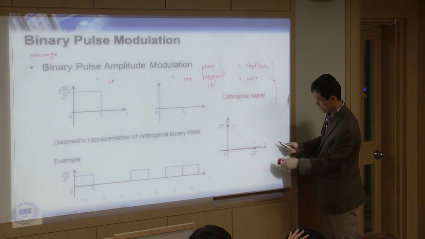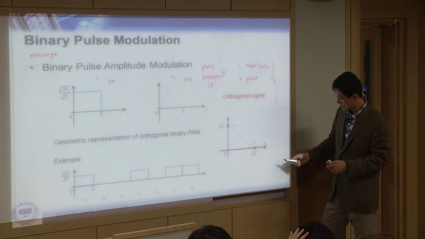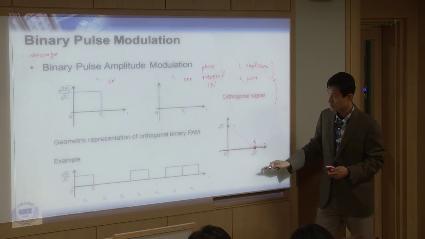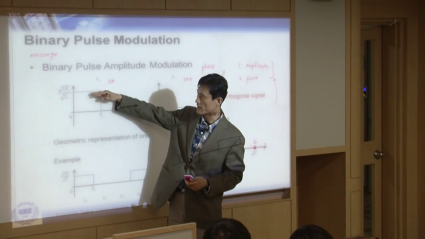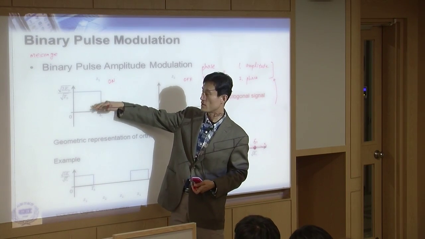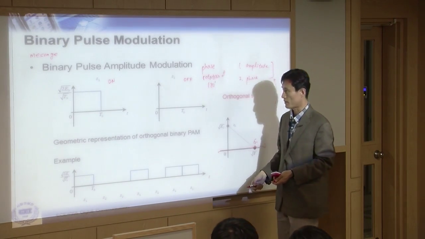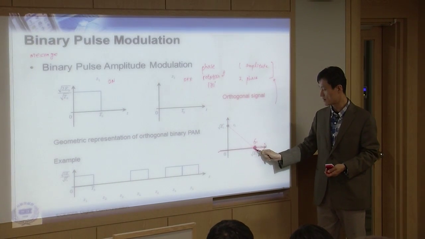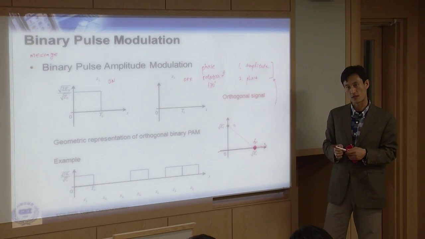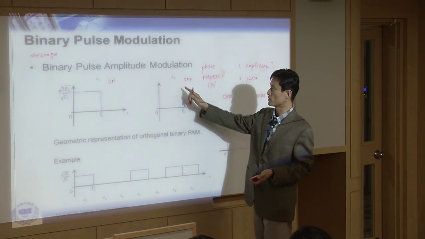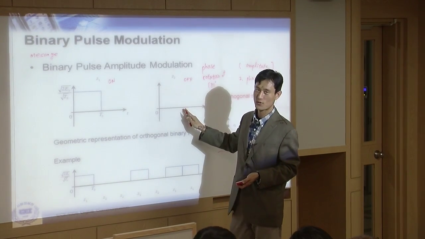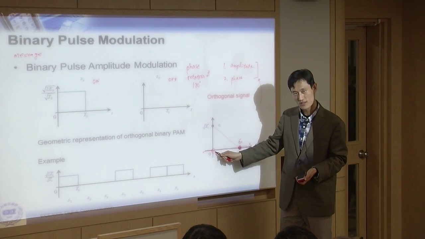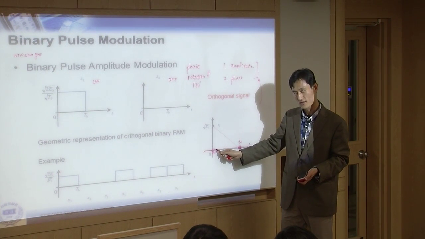Okay, this is constellation. Right here is S1. S1 has some value, so a positive value, therefore it's in here. That's a positive value. What about S2? S2 has 0. So it's supposed to be here, right? Here.